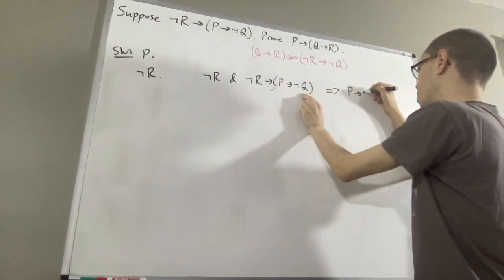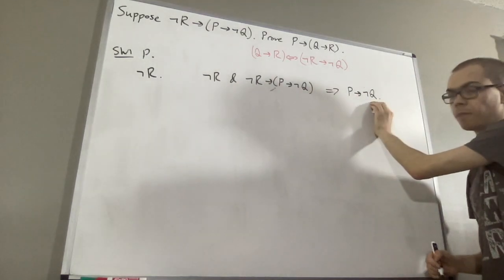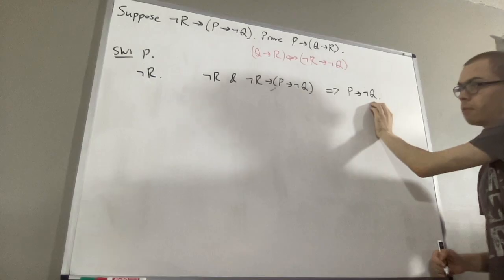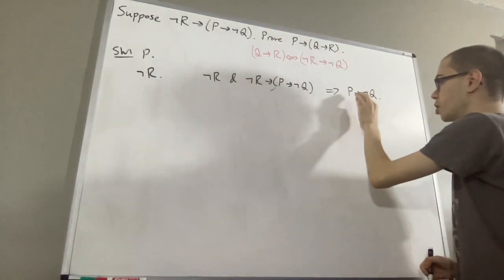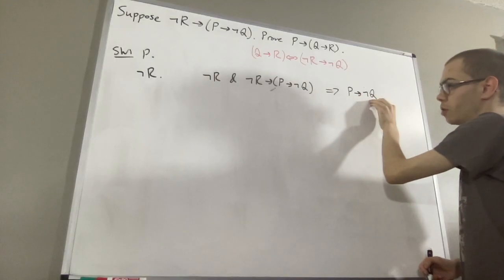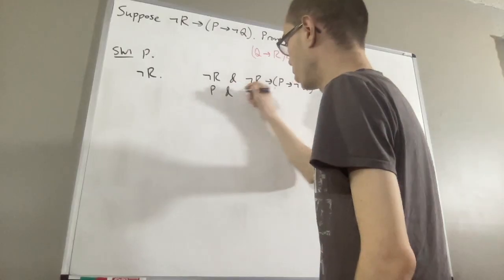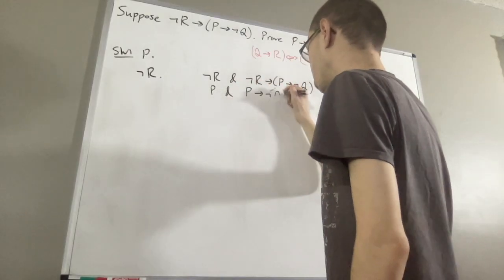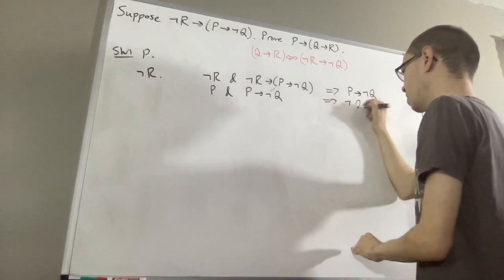We have if P is true, then not Q is true. So we can conclude that this statement is true. But next, we know that P is true, and we also know if P is true, then not Q is true. So we can apply modus ponens again, right? We know P is true, we know if P is true, then not Q is true. So applying modus ponens here, we can conclude that not Q is true.